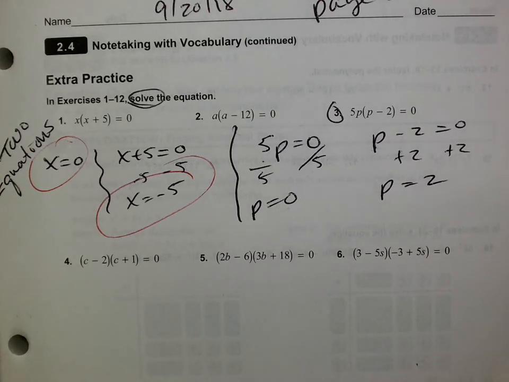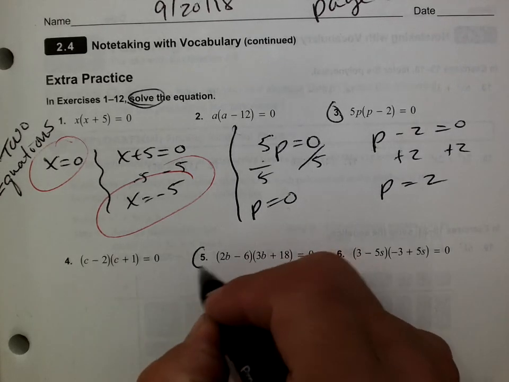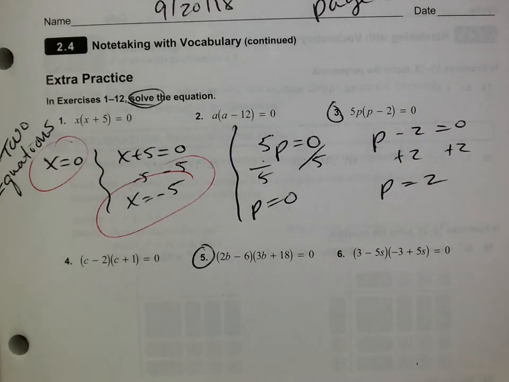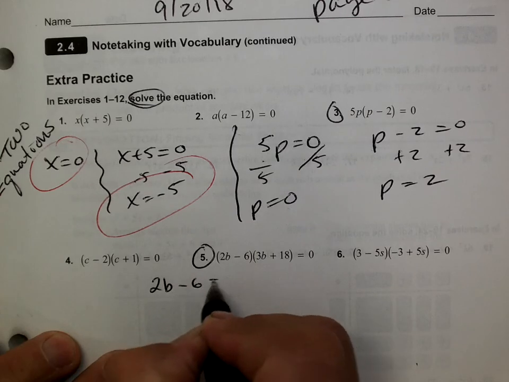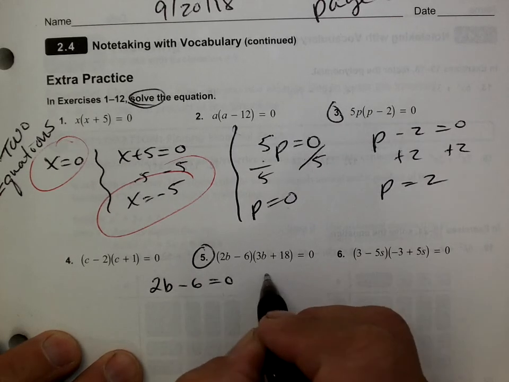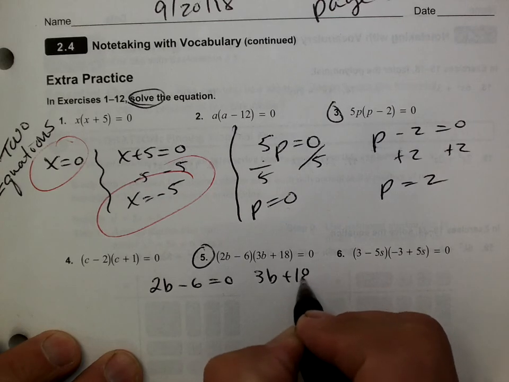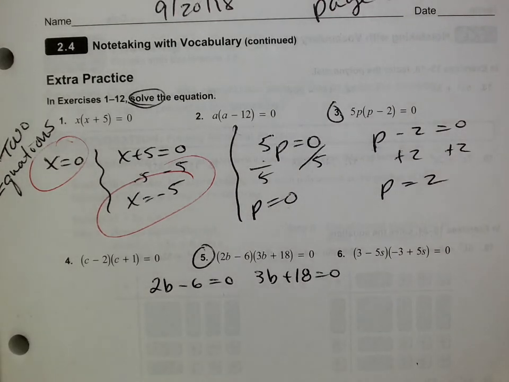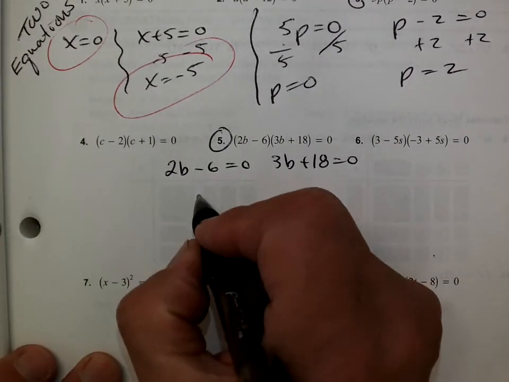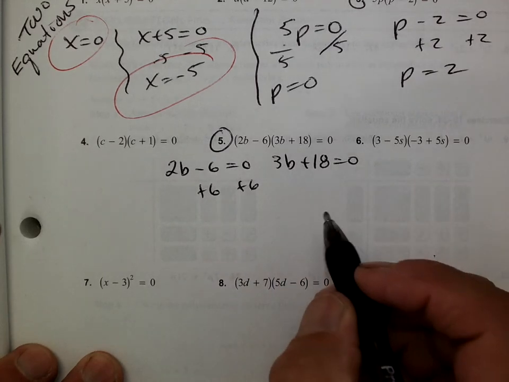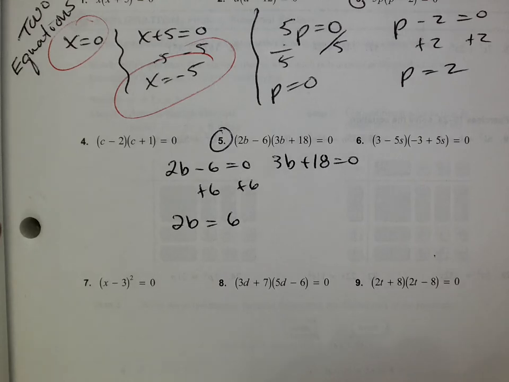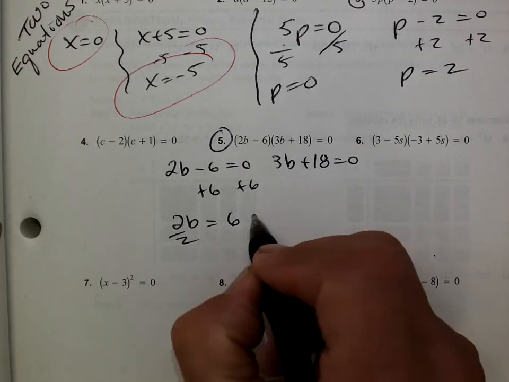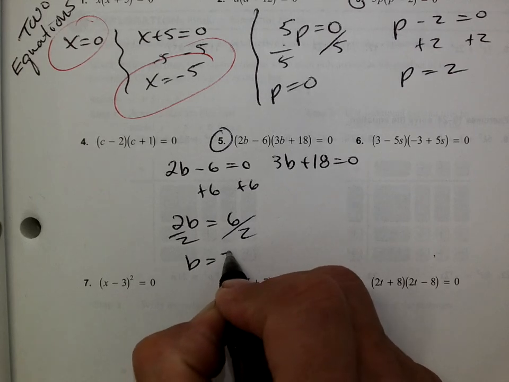So let's look at one a little bit more complicated, but not too bad. Let's take a look at 5. Two b's, two answers, right? So I'm going to set up my two equations. 2b minus 6 equals 0, and 3b plus 18 equals 0, right? I'm just going to solve. I've got my mini equations, plus 6, right? I've got 2b equals 6. Divide by 2, and one answer, b is going to be 3.